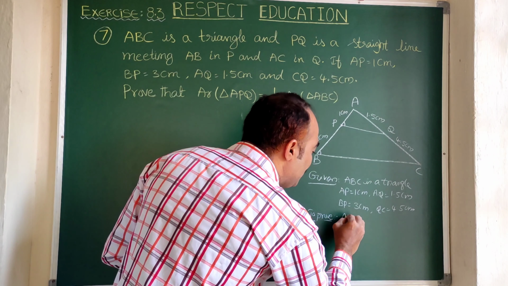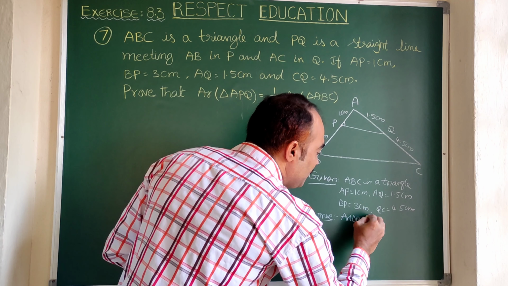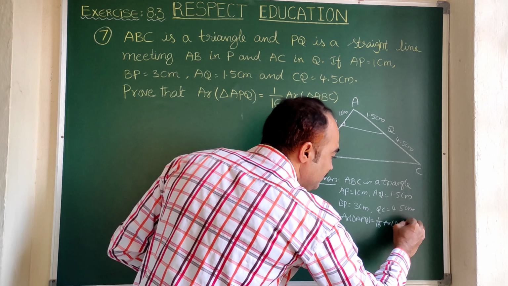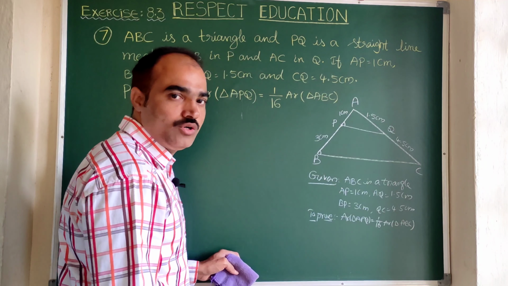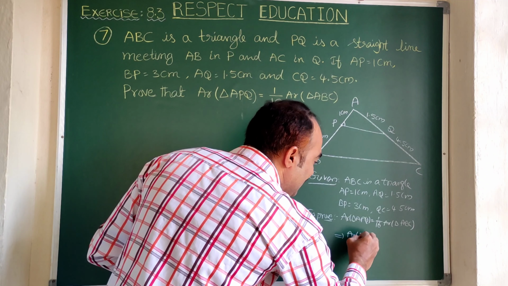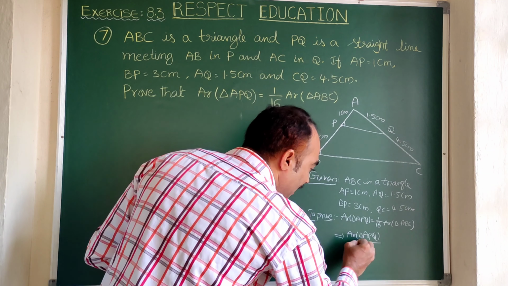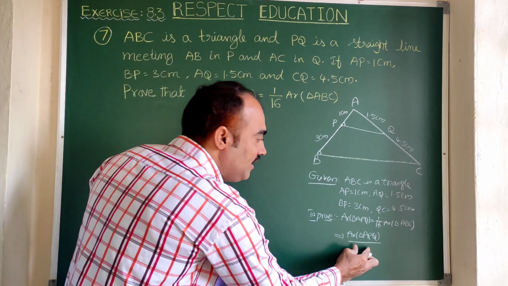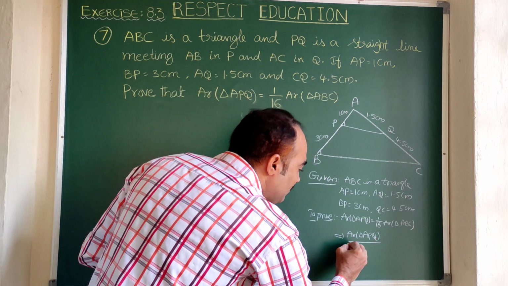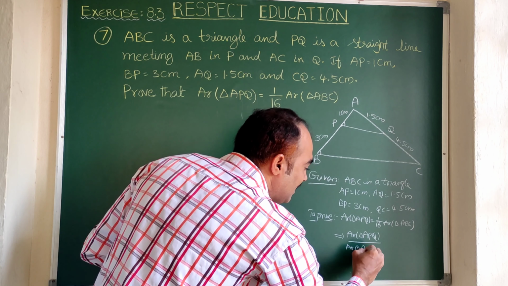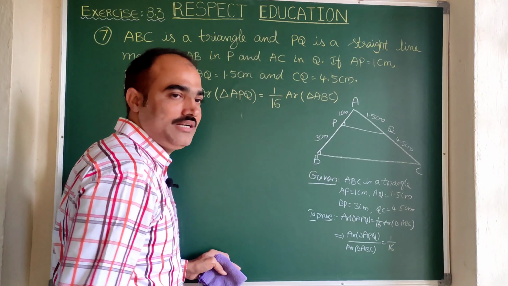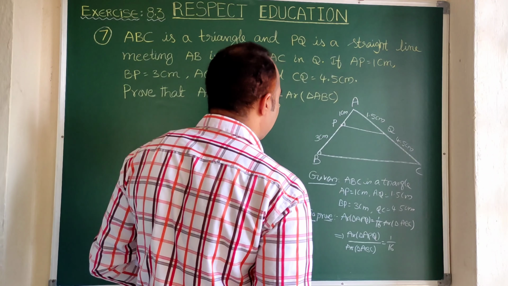Area of triangle APQ is equal to 1 by 16 times area of triangle ABC. This is what we have to prove. So here, in other words, we can say area of triangle APQ by area of triangle ABC is equal to 1 by 16, bringing this value here. When it comes to the LHS, it becomes a division, as it is multiplication here, it comes under division. This is what our requirement is. We have to prove it.